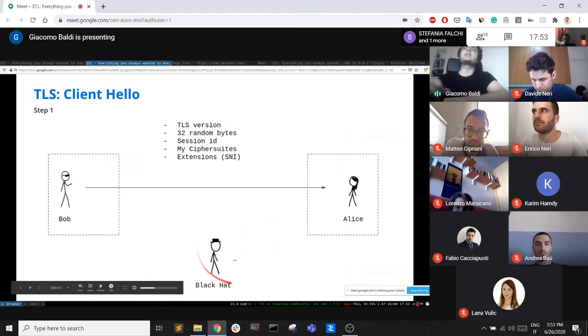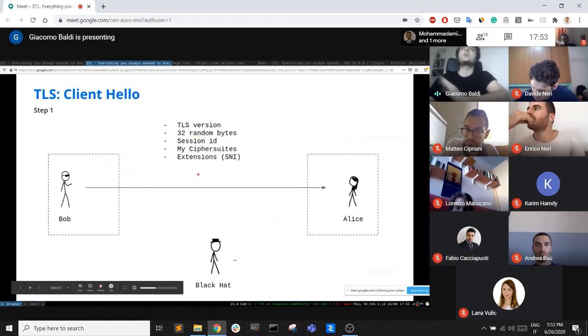And we have Black Hat here waiting to crack our conversation. This thing here is in clear, okay? So Black Hat knows the TLS version, the random bytes, the session ID, the cipher suites, and the extensions. Okay, he knows everything. The only encrypted step is the last one, okay? Everything that you are going to see now is not encrypted.